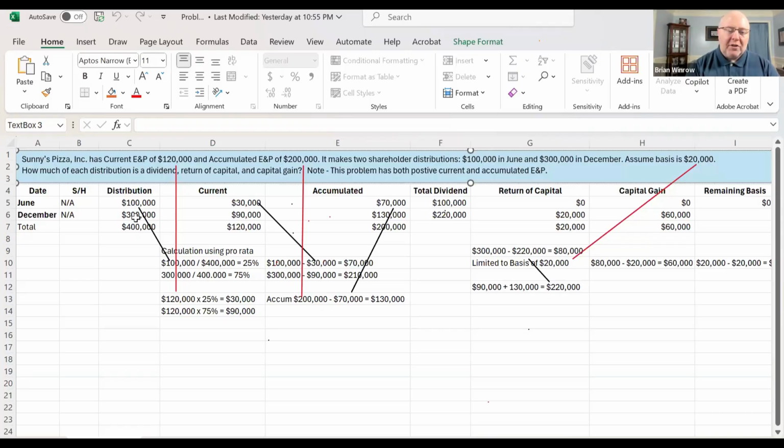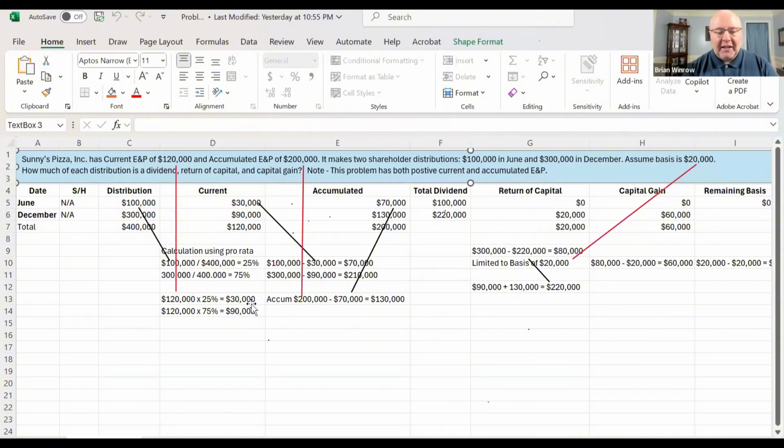And then if we take 300,000 divided by 400,000 for December, that's going to tell us for December we have 75%. So we're going to take 25% of the current E&P and allocate that to the June distribution, and we're going to take 75% and multiply that by our $120,000 of current E&P. And that's going to give us 90,000.